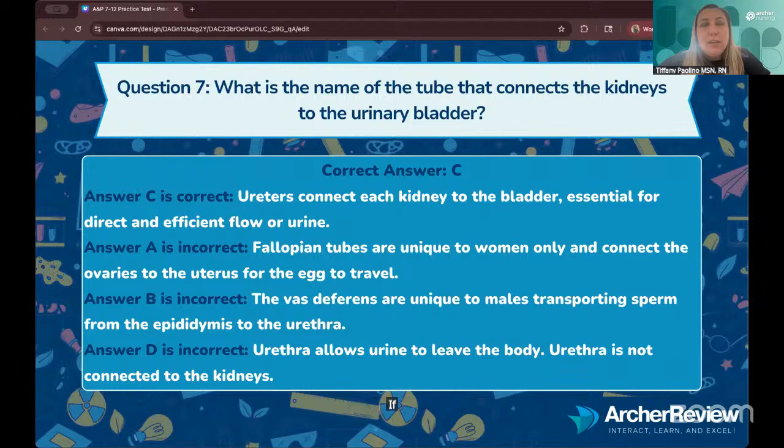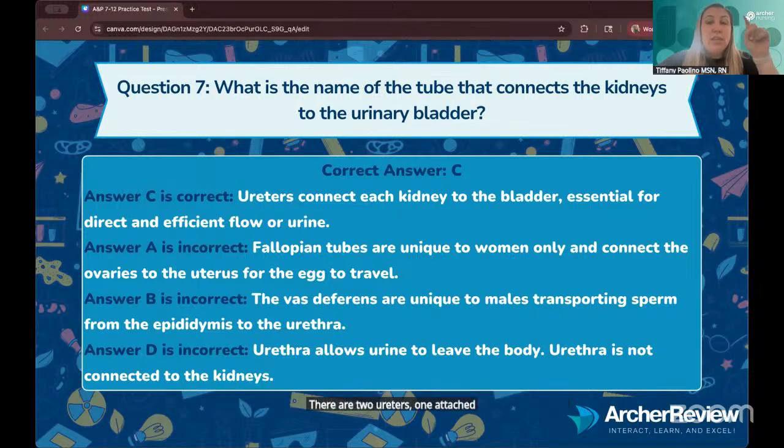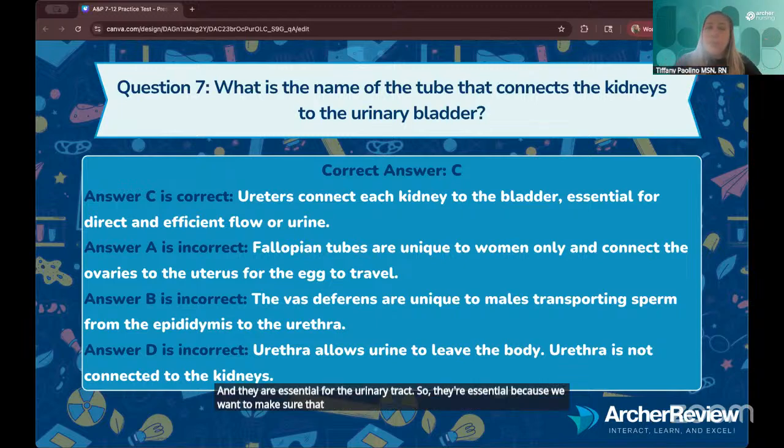If you said ureter, you're absolutely correct. So this tube connects the kidney to the bladder. It helps with the flow of urine from the kidneys for temporary storage in the bladder until we excrete it out. There are two ureters, one attached to each kidney, unless someone only has one kidney, I suppose. And they are essential for the urinary tract, because we want to make sure that urine flows from the kidneys out and we excrete it out.